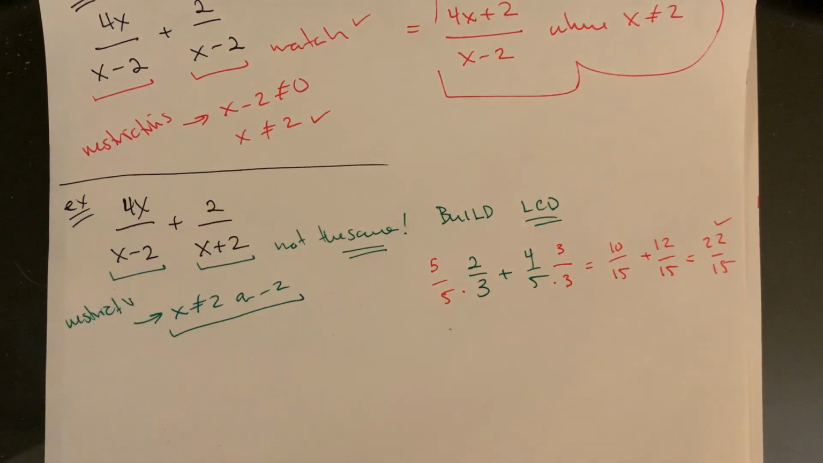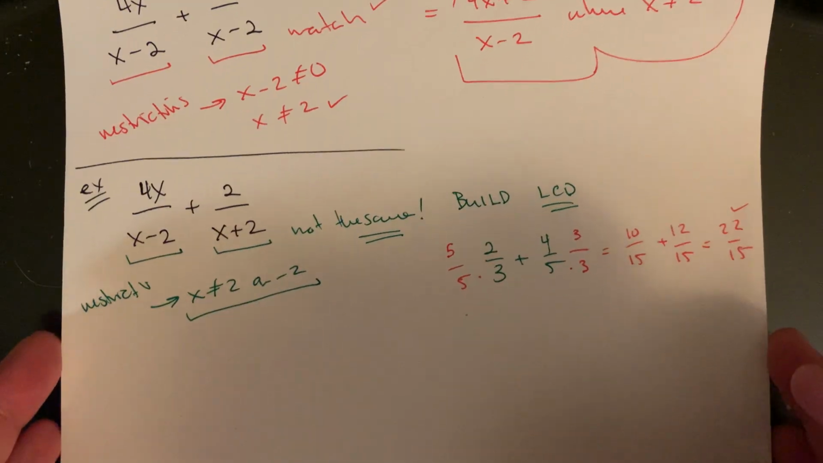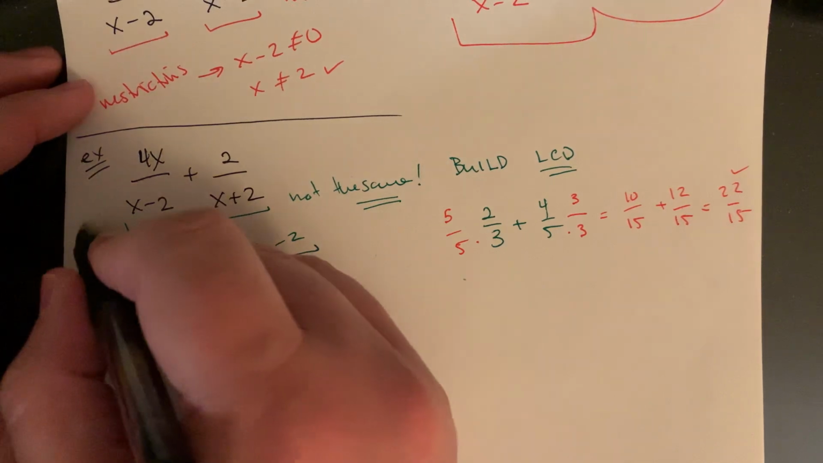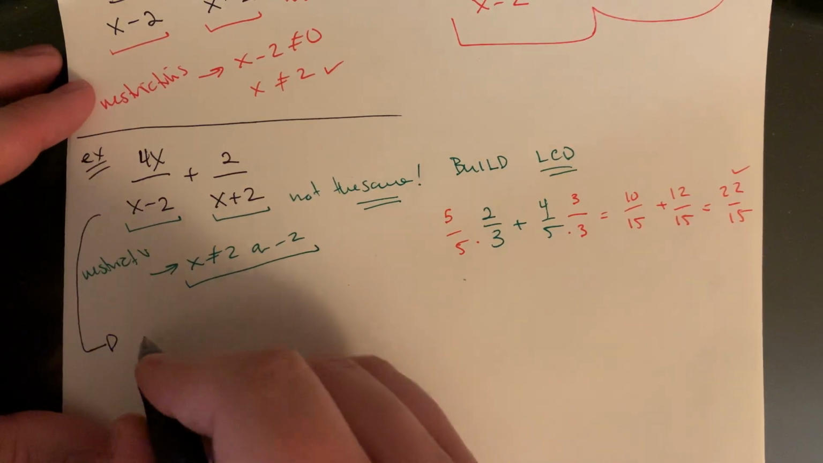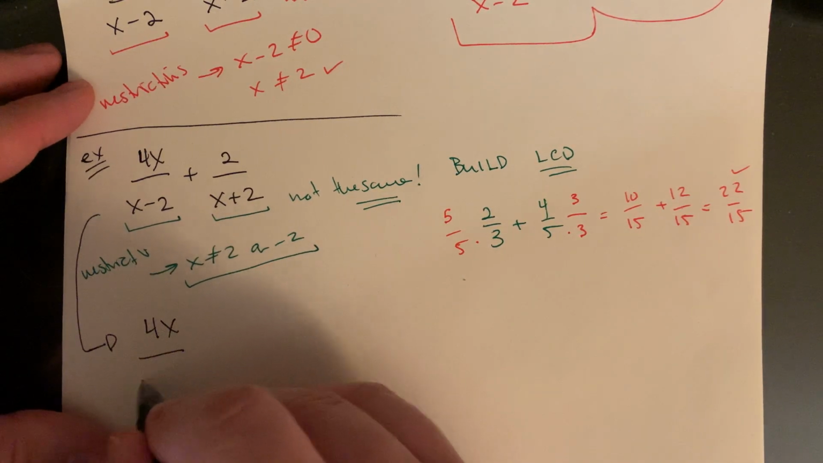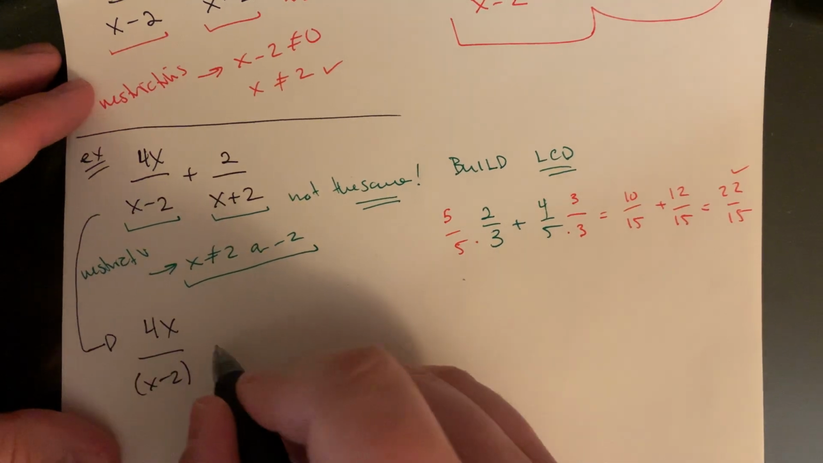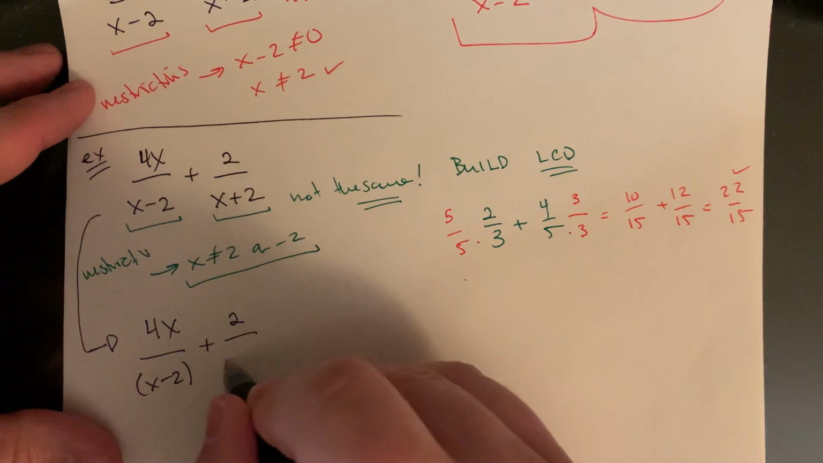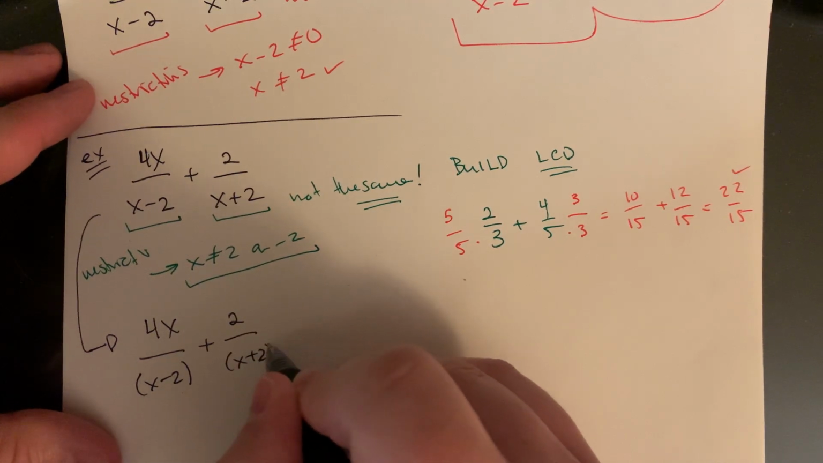Would get us to 22 over 15, right? Once they're in sync, you can add. So what's that going to look like here? Now I'm not just doing numbers, I'm doing this with full algebra. And the answer is, it doesn't look super different. It's actually going to look almost exactly the same.